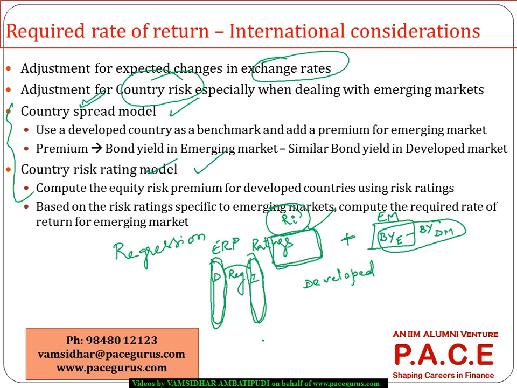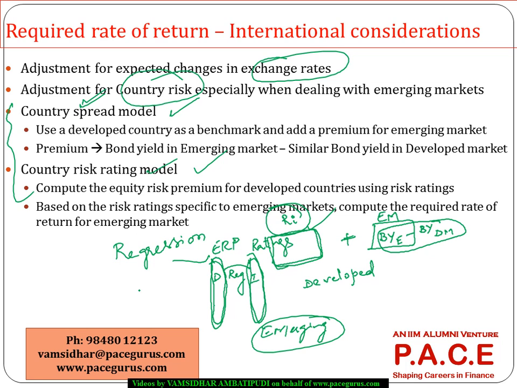and identify the ratings of the emerging markets, emerging countries. So now substitute the ratings of the emerging markets and find out what should be the equity risk premium that is associated with this emerging market. Use that equity risk premium of the emerging market in terms of finding out the required rate of return for the securities in the emerging market using a CAPM or multi-factor or any such kind of models.